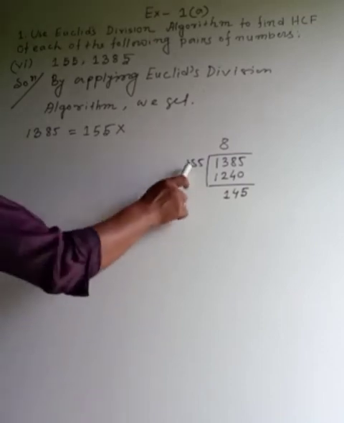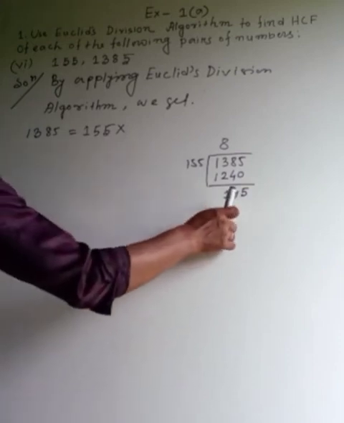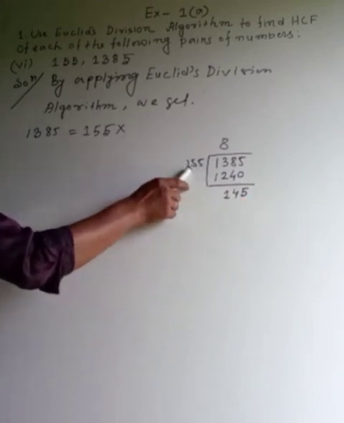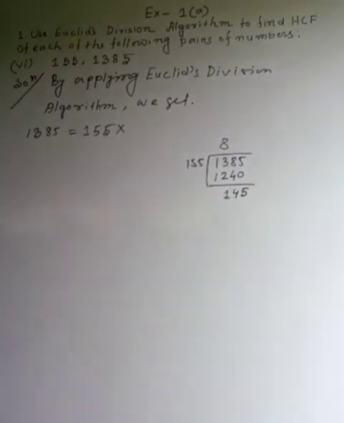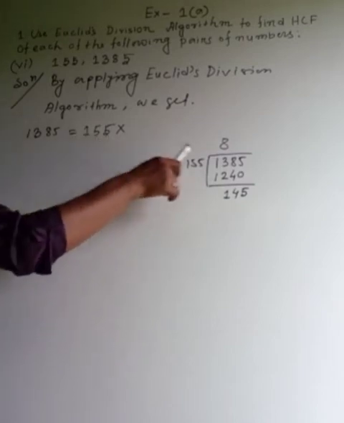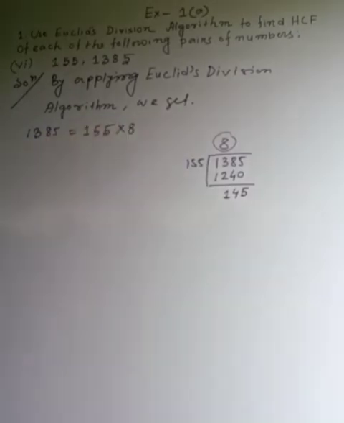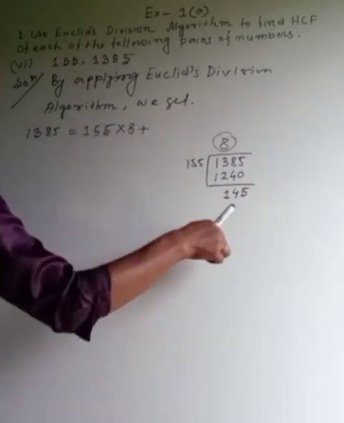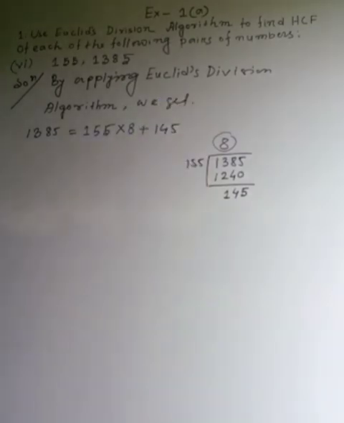155. So if the remaining part 145 is less than the divisor, it means we can consider this the remainder. It means what we can see? We can see divisor into quotient. This 8 is called the quotient, plus remainder is how much you got? 145. It means we do not get the remainder as 0.